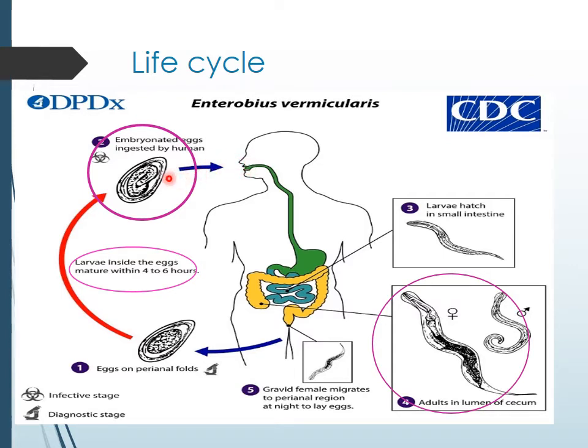This is possible in this worm because the time required for maturation is very low. If you compare it with another worm, for example Ascaris lumbricoides, the time required for maturation is 10 to 14 days, so auto-infection is not possible at all. While here it is only 4 to 6 hours. So it gets mature and becomes reinfective, and it can transmit the infection.